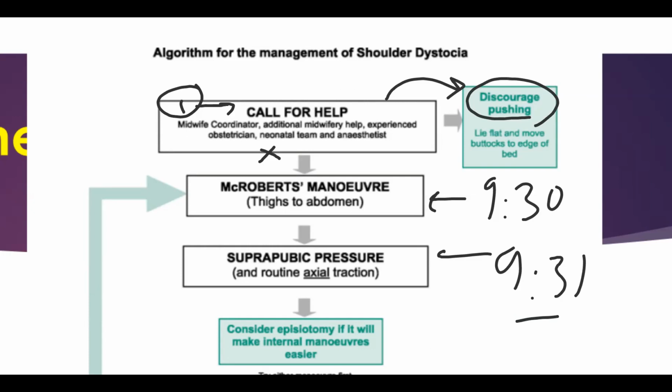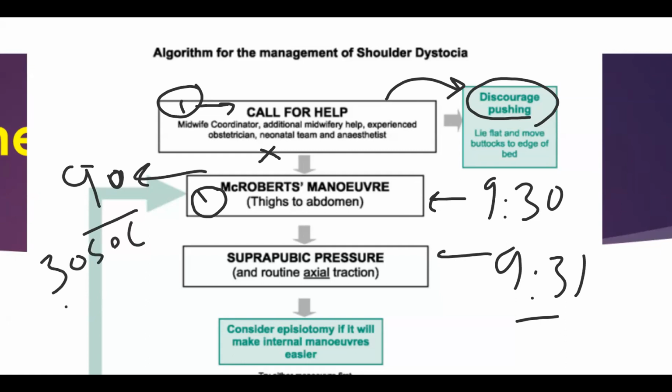First maneuver is McRoberts maneuver. And this McRoberts maneuver, it's like flexion and abduction of the mother's hip joint. So I will bring the thigh of the mother to the abdomen. The success rate of this maneuver is around 90%. So most of the women will be delivered here. For how many minutes or seconds? It will be only for 30 seconds. Then if failed, I will move to the second maneuver.